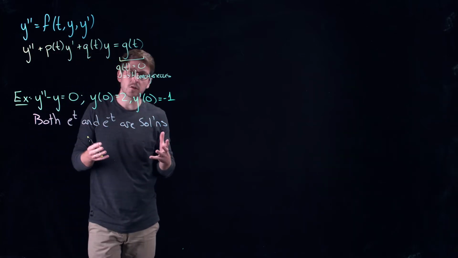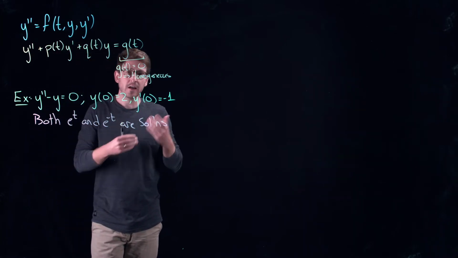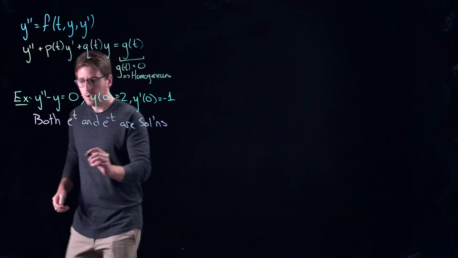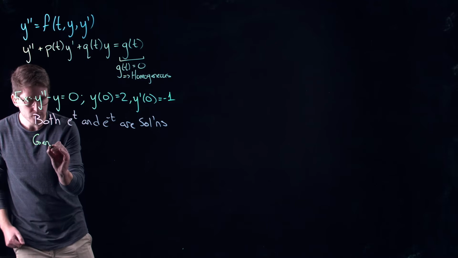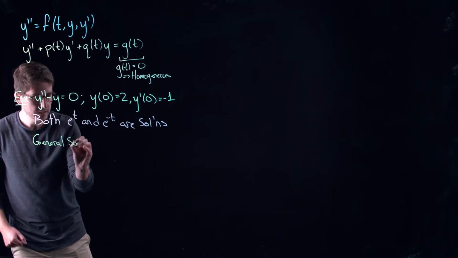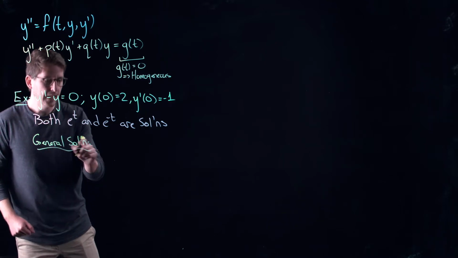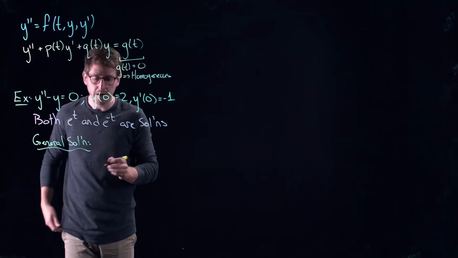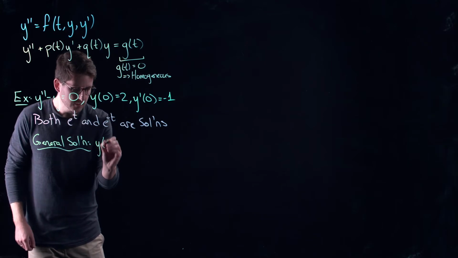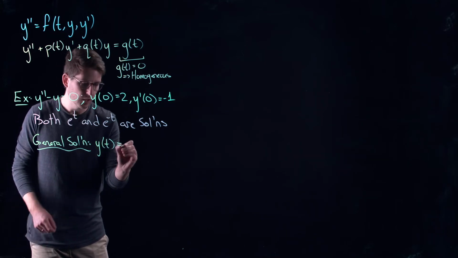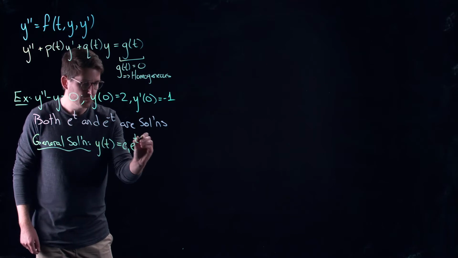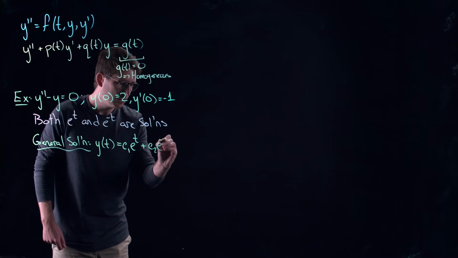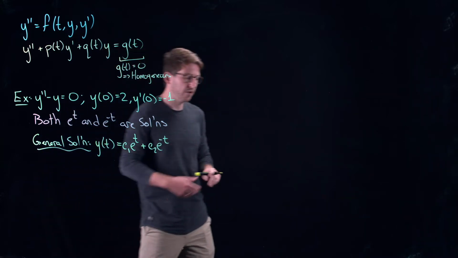And linear differential equations have a really nice property that I can add up solutions and still get a solution. So I can actually define a general solution to this ordinary differential equation. And it comes from a sort of superposition of both of these solutions that I just found. So in fact, I can write y of t equal to a constant multiple of the first one that I found, e to the t, plus a constant multiple of the second one that I found, e to the minus t.